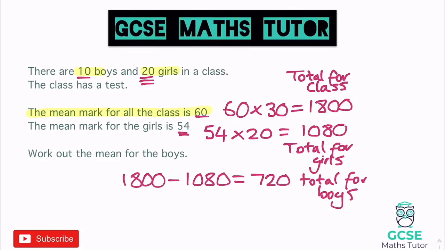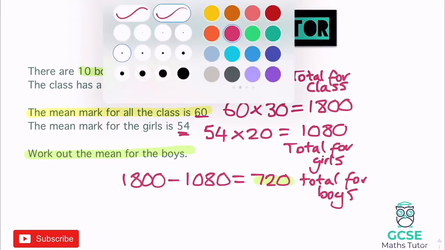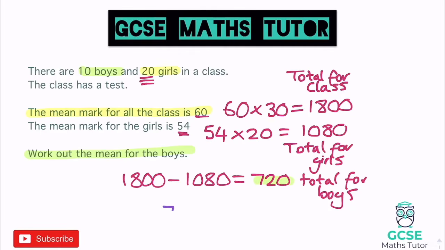And now we can go about answering the question, because now we know the total for the boys, we can actually think about working out their mean, and that's what the question wanted. It said work out the mean for the boys. So we've got the total for the boys is 720, and up here, we were given in the question, let's highlight in the same colour, there are 10 boys. So to work out the mean, just like normal, we would just finish this off by saying the total for the boys is 720. I'm going to divide that by how many boys there are, which is 10, and that gives us a mean of 72. There we go, and there's our final answer.